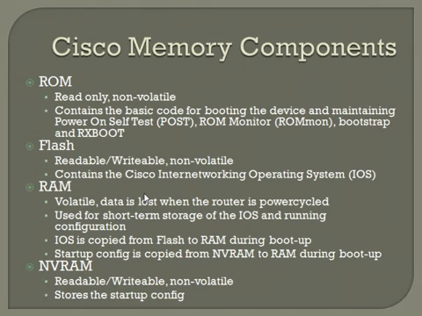So the 4 main types of memory in virtually every Cisco router are the ROM, the flash, the RAM, and the NVRAM. Before I go into each one individually, it's important that you know the difference between volatile and non-volatile when talking about memory components. Volatile means if you lose power to it, whatever data you had on there is gone after it boots back up. Non-volatile retains that information even after a power cycle.